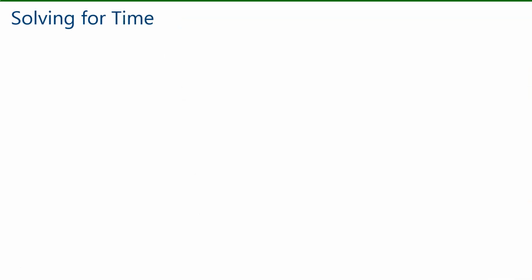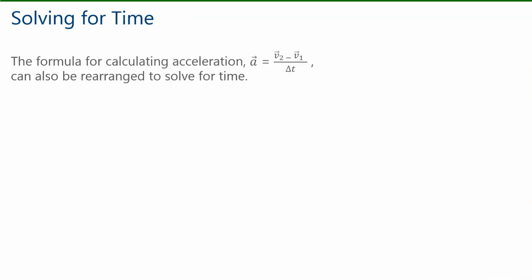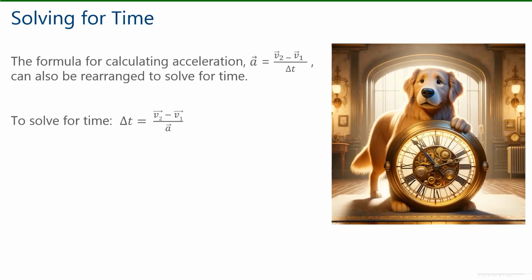Next, let's look at solving for time. The formula for calculating acceleration, a equals v2 minus v1 divided by delta t, can also be rearranged to solve for time. To solve for time, delta t equals v2 minus v1 divided by a. Let's look at some sample problems.